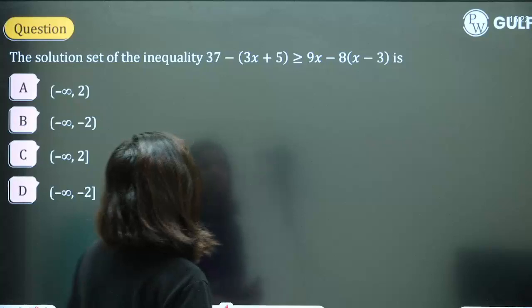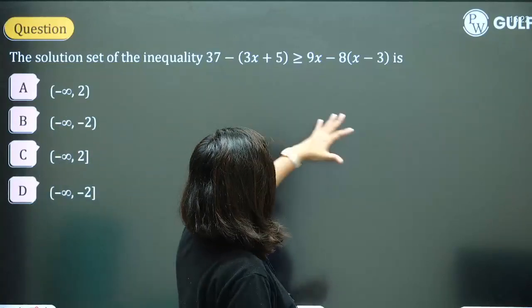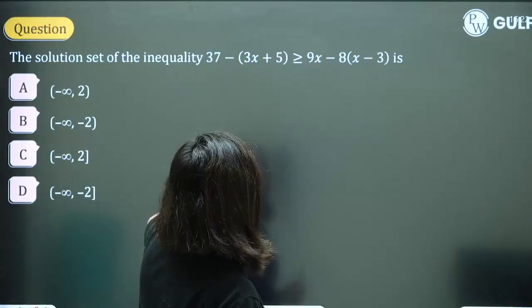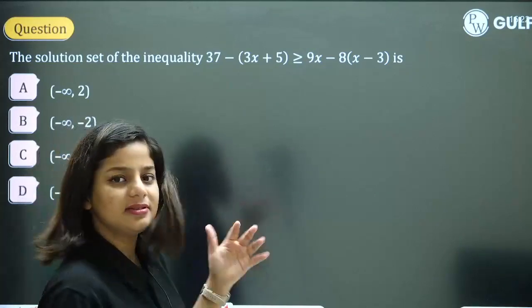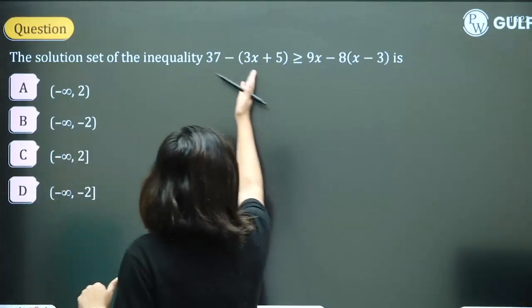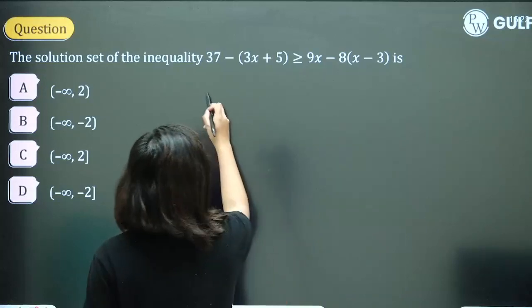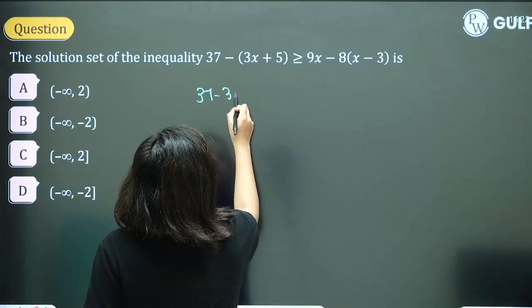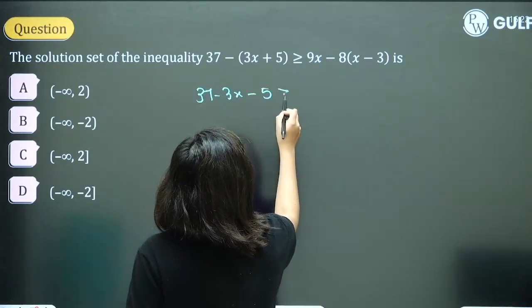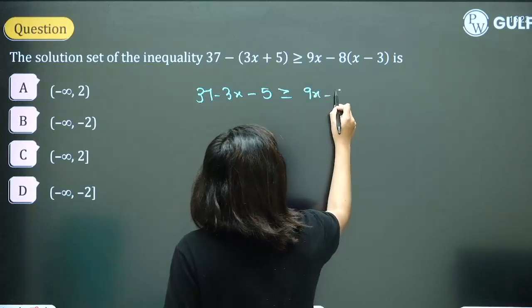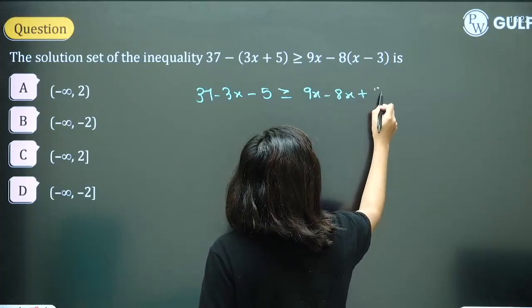Here is the first question. The solution set of this inequality will be what? Is it a system? No, it's not a system. We can directly solve. 37 minus 3x, let's open. Minus 3x minus 5 is greater than equal to 9x minus 8x minus of minus plus 3 8s are 24.